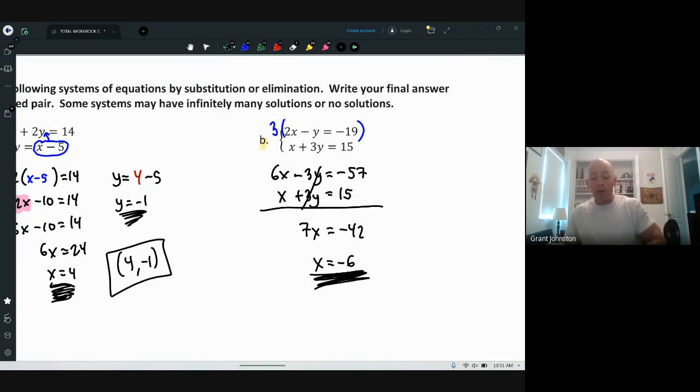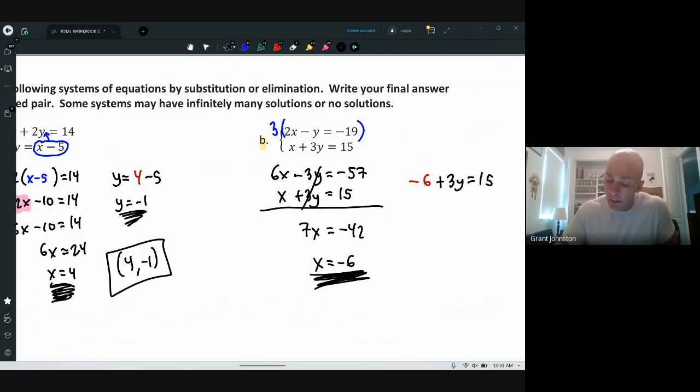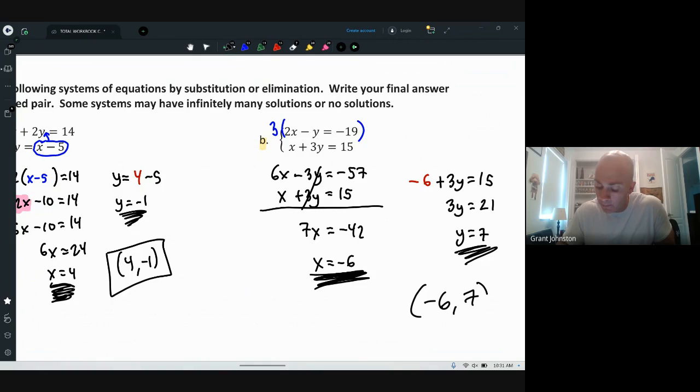Okay, and now we just have to solve for y. So I'm going to use the second equation, the x plus 3y equals 15. So x is negative 6, so I'm going to have negative 6 plus 3y equals 15. I'm going to add 6 to both sides to get rid of that negative 6. It'll be 21. Divide by 3. Y is 7. Ordered pair: negative 6 comma 7.